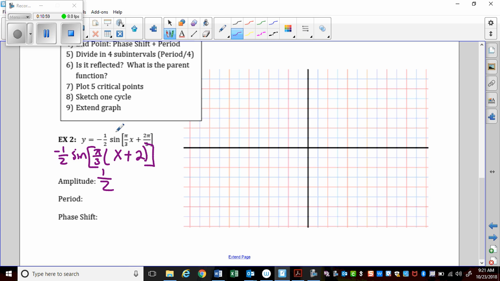Alrighty. So my amplitude is 1/2. My period is 2 pi divided by b. In this case, my b is pi over 3. Whenever we're dividing by a fraction, we multiply by the reciprocal. But do you guys see the pi's cancel? And then we get 6. My phase shift is actually +2, so that means we're going to go to the left 2.